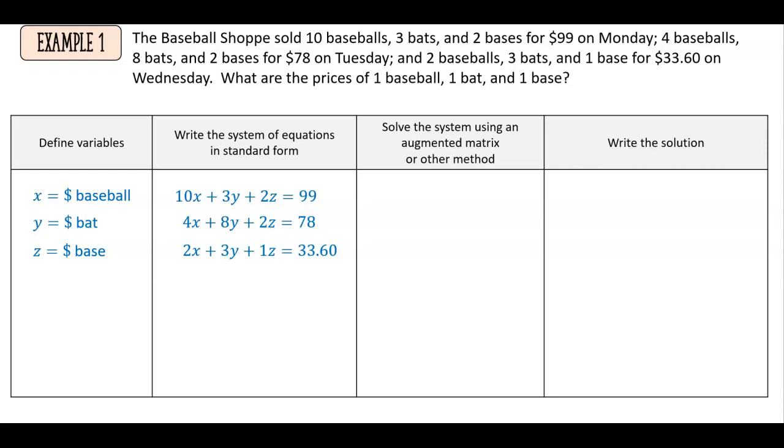Now, how would you write it out? So kind of like the warm-up, I want to write out the matrix. So again, the coefficients I have are 10 3 2, 4 8 2, 2 3 1. That'll be my inverse 3 by 3, and then the 3 by 1 will be 99, 78, 33.6, and it'll look a lot like this, except that negative 1 will be a little bit higher up. I couldn't, for some reason, make that look right. So if you type that in correctly, you should get your answer.